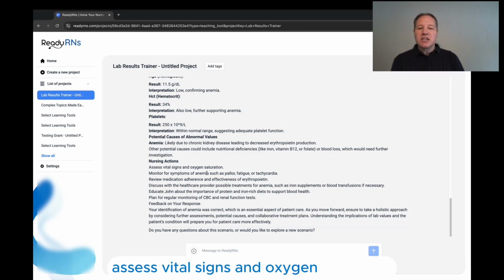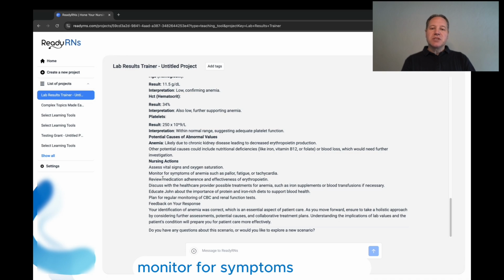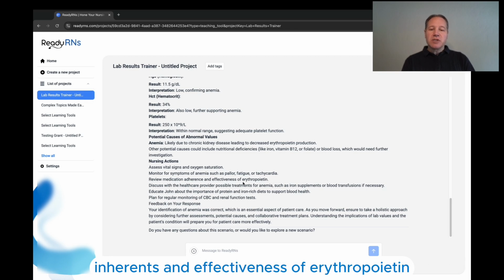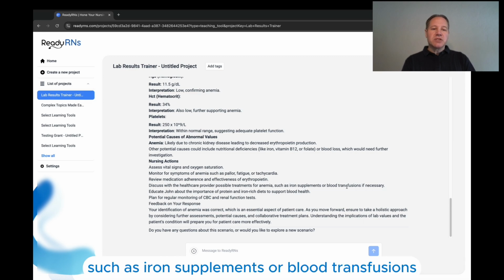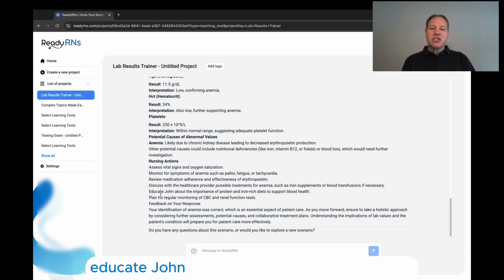Assess vital signs and oxygen saturation. Monitor for symptoms of anemia such as pallor, fatigue, or tachycardia. Review medication adherence and effectiveness of erythropoietin. Discuss with the healthcare provider possible treatments for anemia, such as iron supplements or blood transfusions if necessary. Educate John about the importance of protein and iron-rich diets to support blood health. Plan for regular monitoring of CBC and renal function tests.